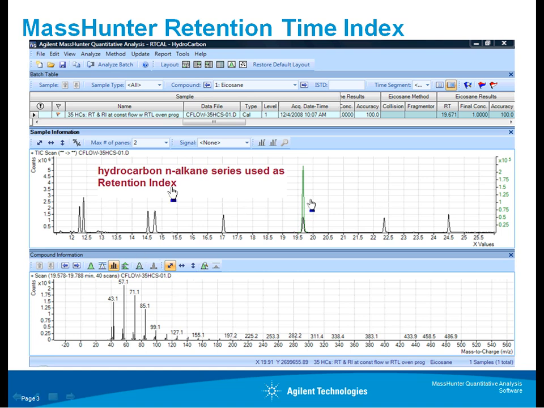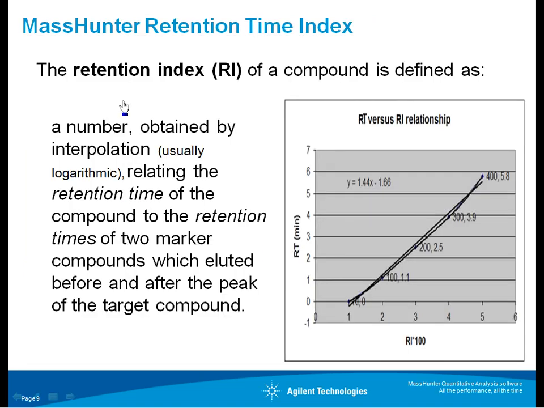This is showing you the classic N-alkane series in the Kovats indices, which is often used, but the approach is independent of the series that you're going to use. All right, let's look at the definition of retention index. That is a number obtained by interpolation relating the retention time of the compound to retention times of, let's say, two markers which elute before and after the peak, the target peak that we're looking for. And typically that graph looks something like this. It's not necessarily linear, that's why it's interpolated.